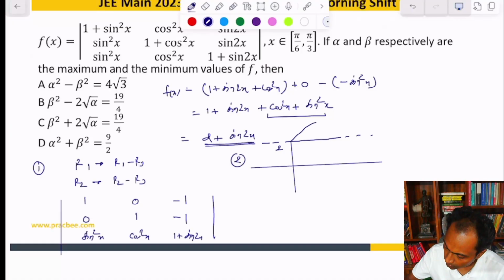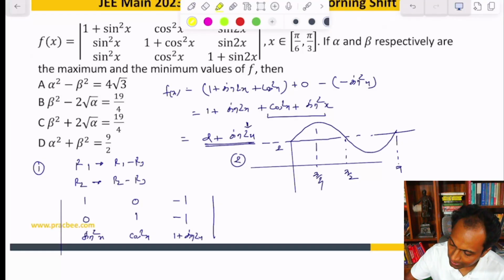And it will follow the pattern of sine only. But this point would be at pi, because it is sin 2x here, not sin x. So this point will become pi by 2. I only need to find this value, and it will become pi by 4.